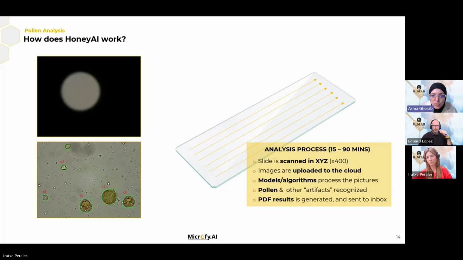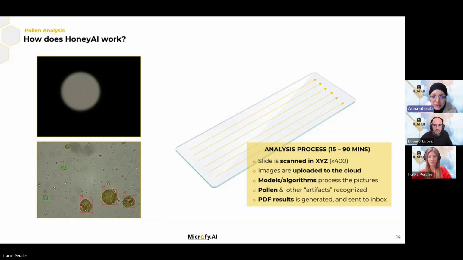During this process, the system scans the slide in lines, jumping randomly and searching for pollen grains until the entire slide is covered. Then the images are automatically uploaded to the cloud, where the models and algorithms process them, depending on the model we use in the beginning. The system recognizes the pollen, or identifies the pollen grains and other elements as well, because we don't only identify the pollen, as you know. We also identify other elements and parts. And finally, the results are generated and sent in PDF.